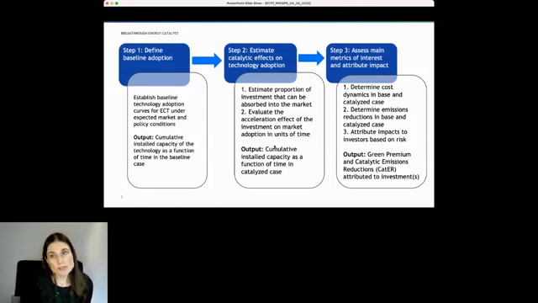The next step is that we estimate the impacts of an early investment. To do that, we do two things. We estimate the proportion of the investment that can be absorbed into the market, and then we evaluate how much time we expect that early investment would actually accelerate market adoption. And that's based on the capacity scale up that was due to that investment. So after we've done those two analytical steps, we then have a cumulative installed capacity as a function of time in the catalyzed case, which is the case with the early investment.